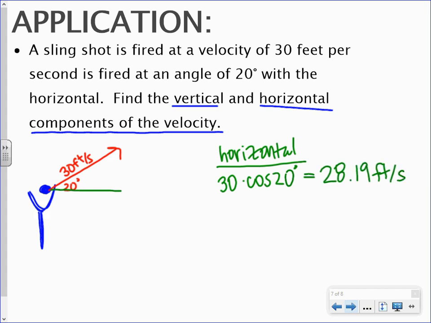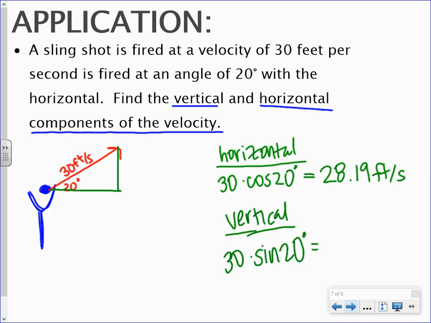feet per second. Let me put this in perspective for you. If you are lying on the ground and somebody was shooting that slingshot, you would only see that slingshot moving horizontally 28.19 feet per second. That's what you would see, if you were lying down and just looking at it from the horizontal. Vertical. We want this vertical component of velocity. All we have to do is take the magnitude times the sine of the angle.